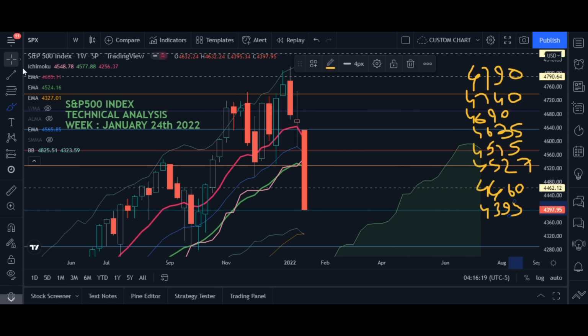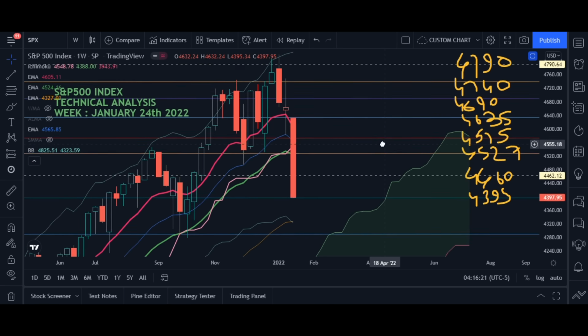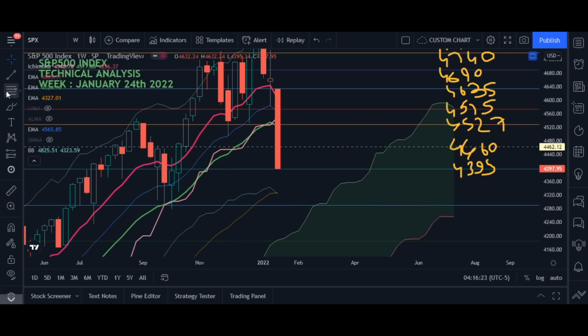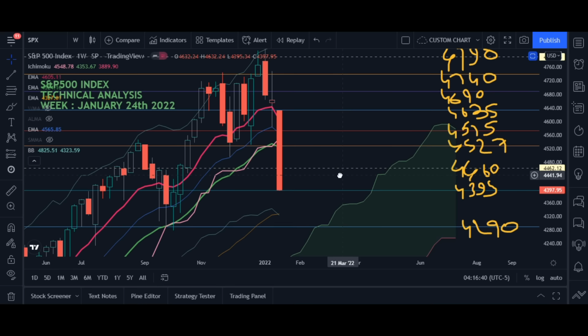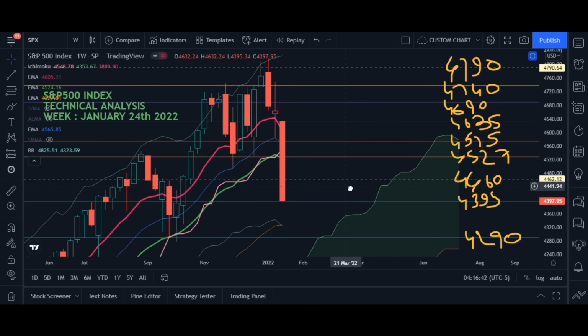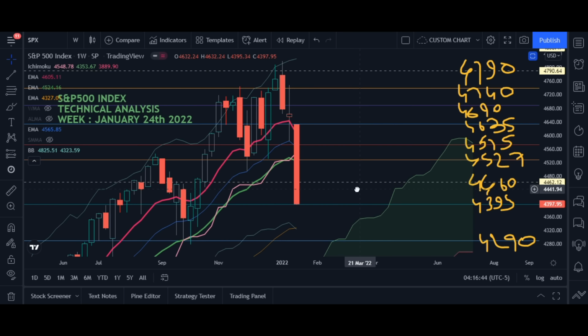Other than that, we have another support here, if in case the market comes down, the final support here at 4290. Okay, fair enough. So these are the support and resistances for the market.